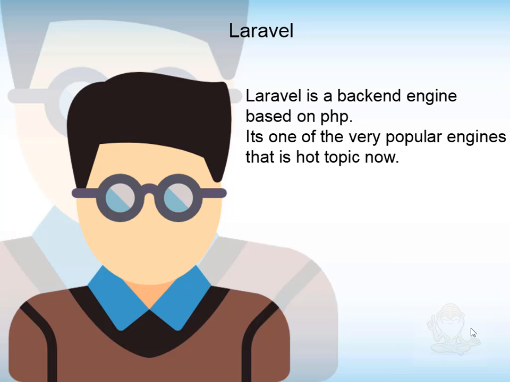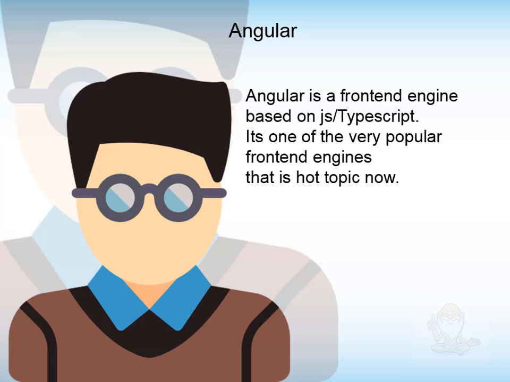The topic is Laravel. Laravel is a backend engine based on PHP. It is one of the very popular engines that is a hot topic now. Angular. Angular is a front-end engine based on JavaScript, for JS or TypeScript. It is one of the very popular front-end engines that is a hot topic now also.